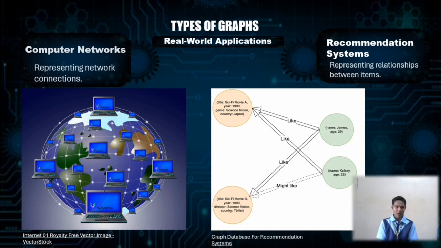Computer networks. A computer network is a system that represents network connections and is called a network topology. It shows how devices are connected and how data flows between them. Example, a LAN or local area network in a school or office. Devices are nodes and cables or Wi-Fi links are the connections. A common example is a star topology where all computers connect to a central switch or router.